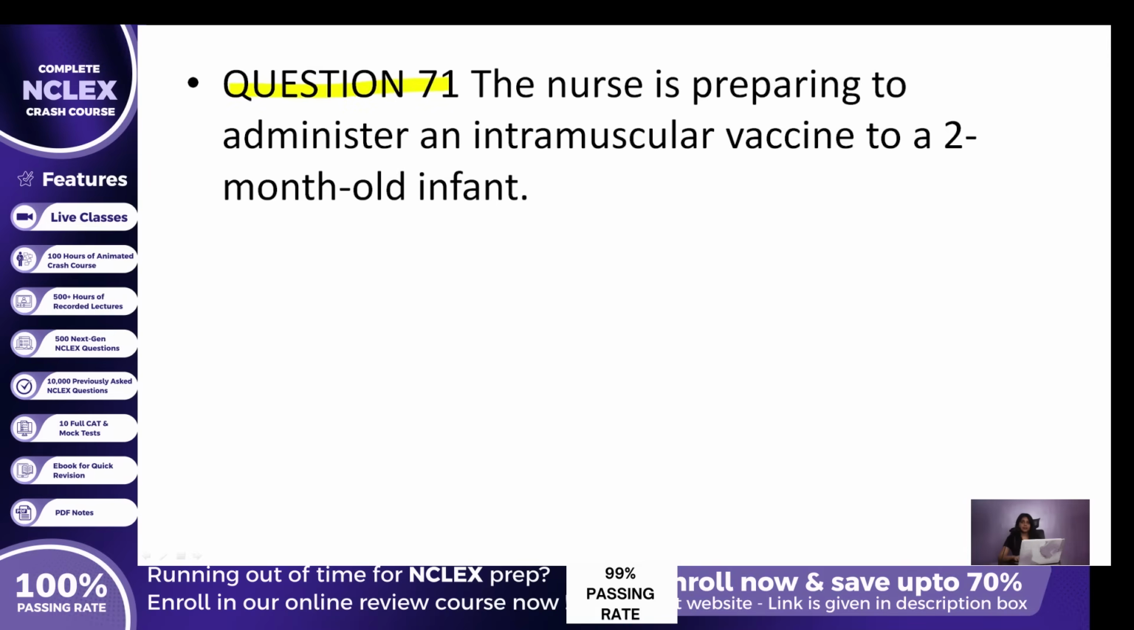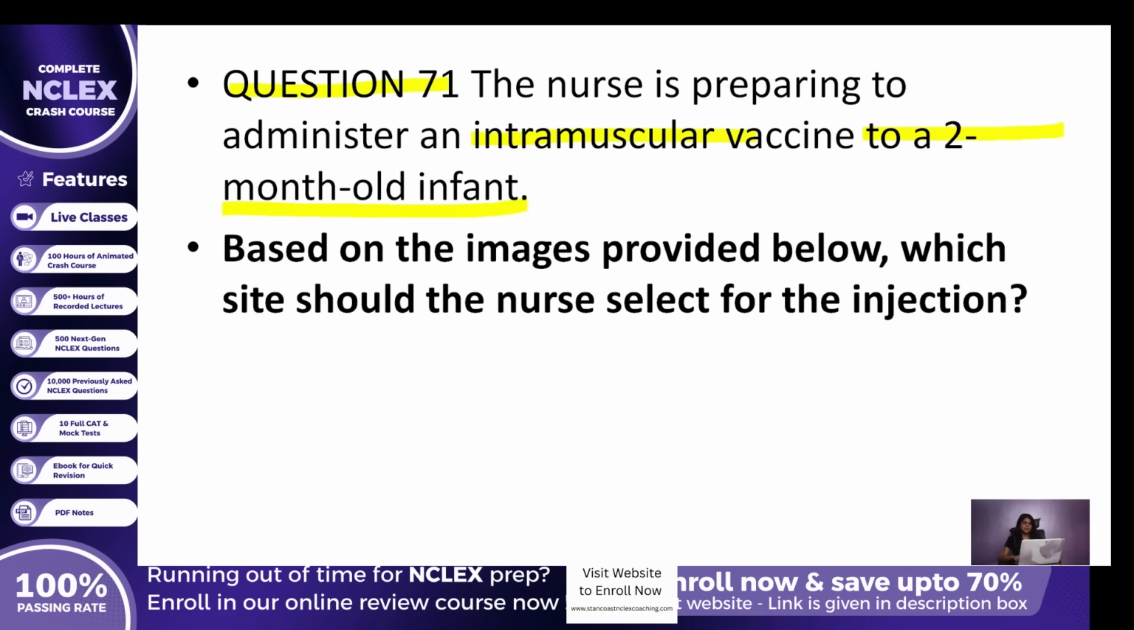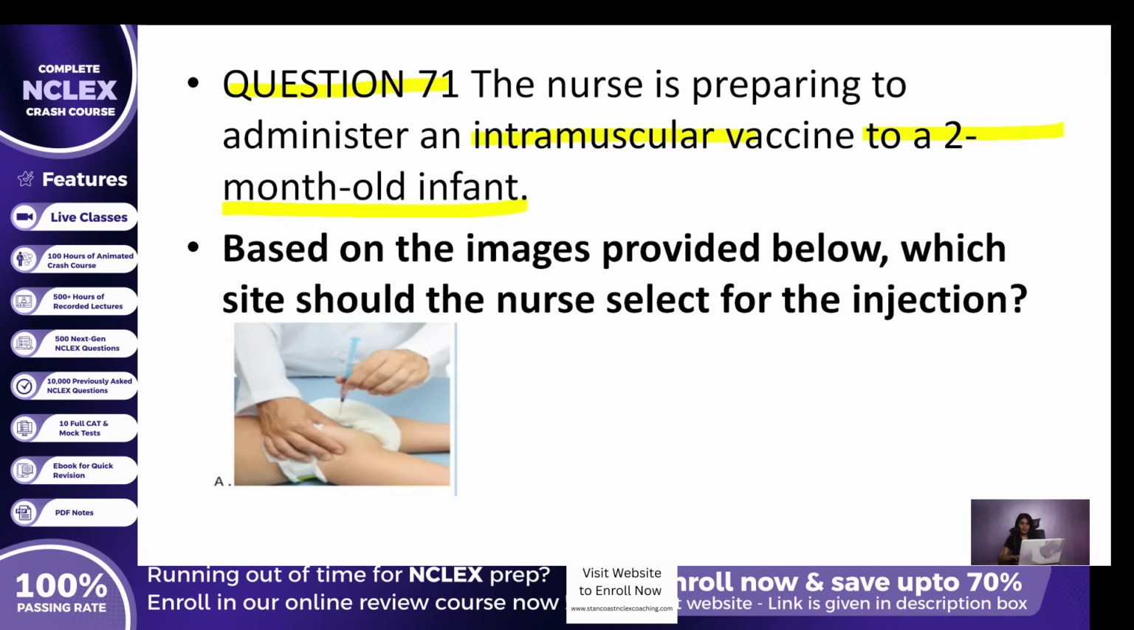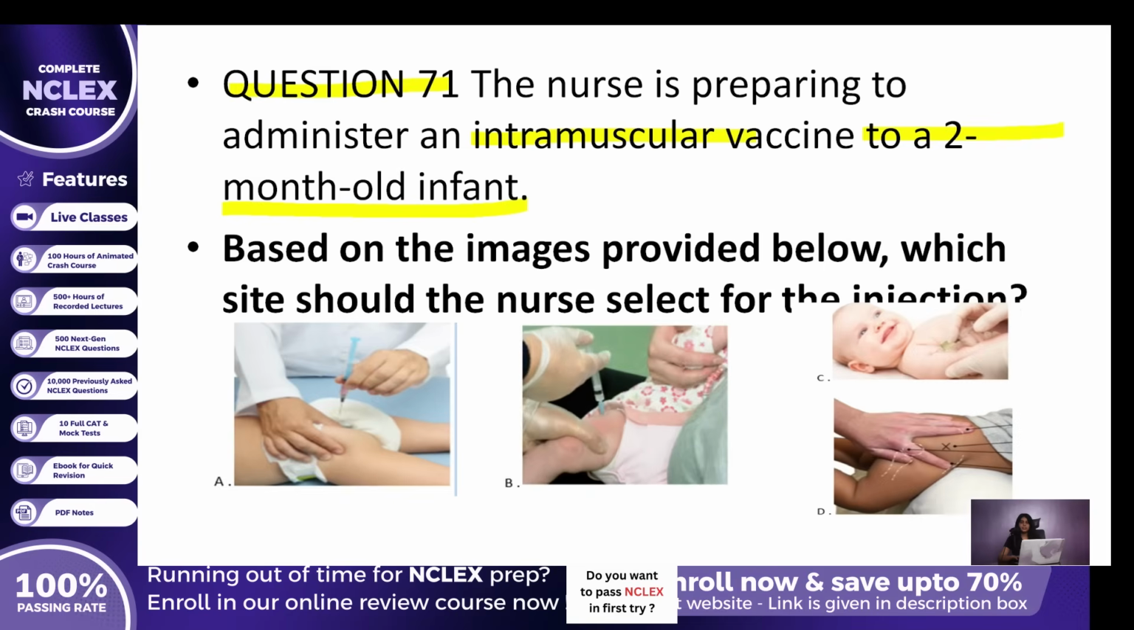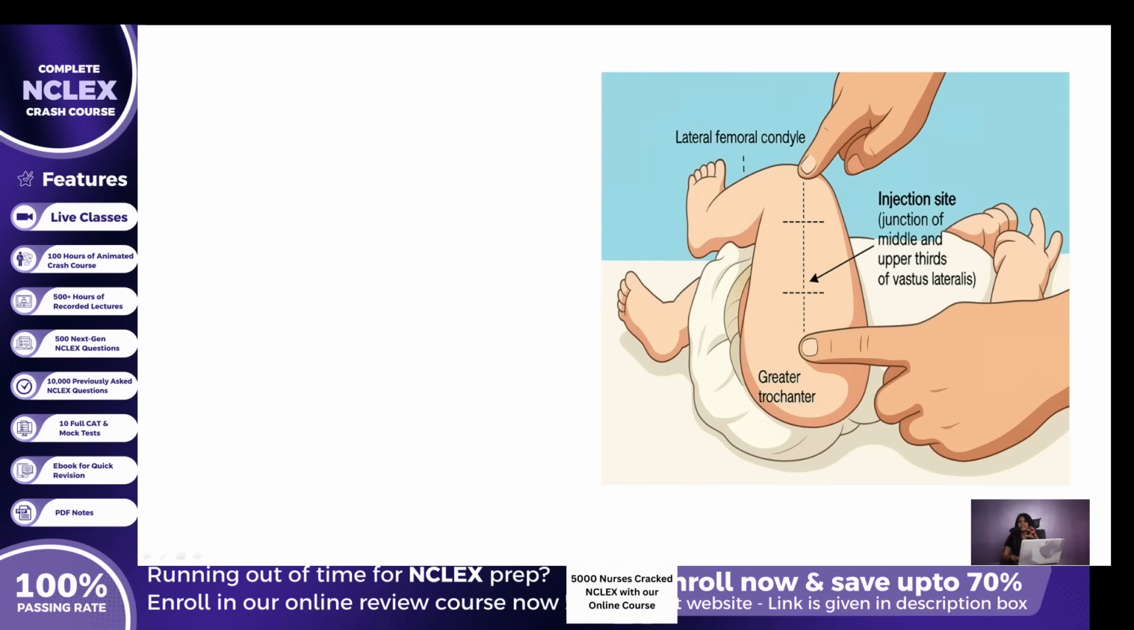Question 71. The nurse is preparing to administer an intramuscular vaccine to a 2-month-old infant. Based on the images provided, which site should the nurse select for the injection? Image 1, Image 2, Image 3, Image 4. The correct answer is option B, Image 2, vastus lateralis site.